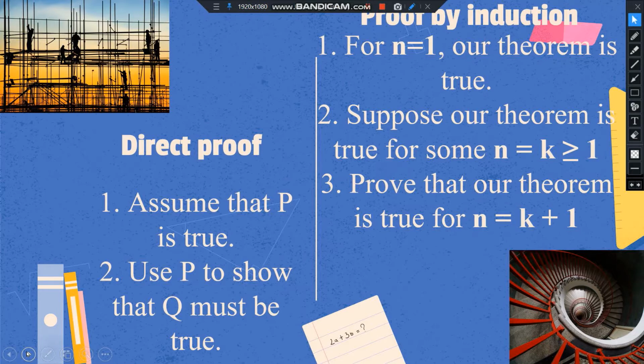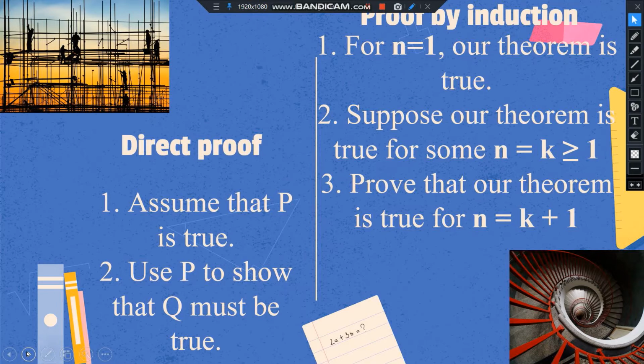In direct proof, or as some like to call it proof by construction, we assume that P is true. P represents a mathematical statement we're trying to prove. And then we use P to show that Q must be true.